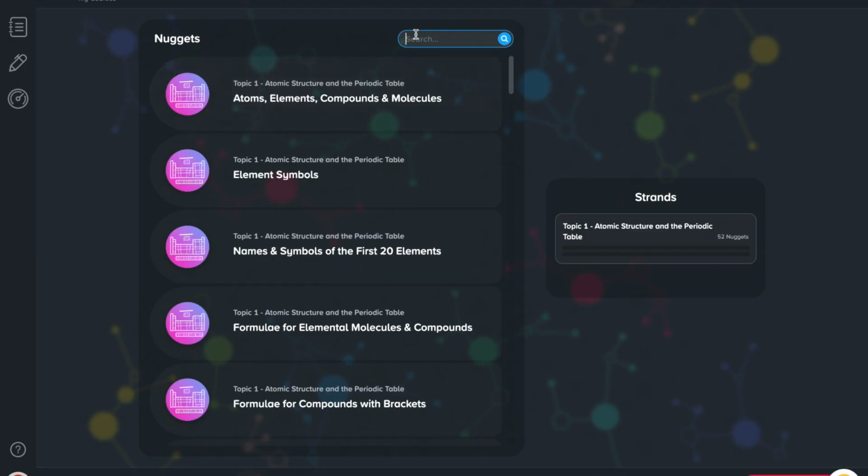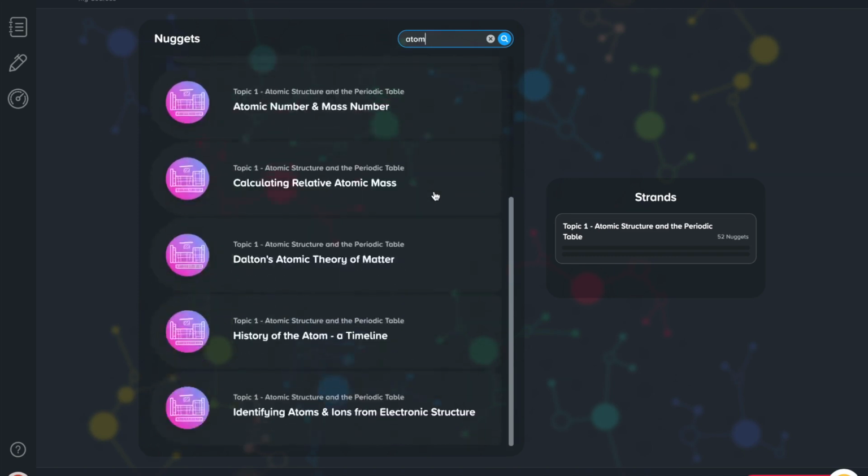So remember what I said, that I was merging lots and lots of lessons together for History of the Atom to make one big topic with lots of information in it about all the different things that happened through the development of the model of the atom. So for this, if we type in atom to search for what it is that we want, we can see here, history of the atom, a timeline. We also have broken it down so you have everything that you need on all the different models.